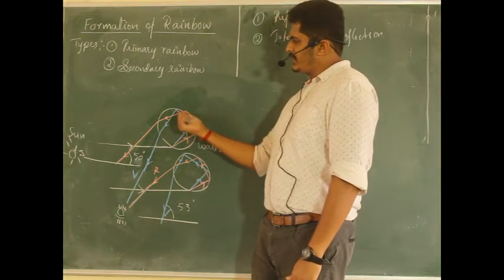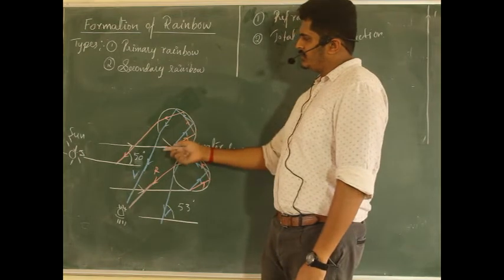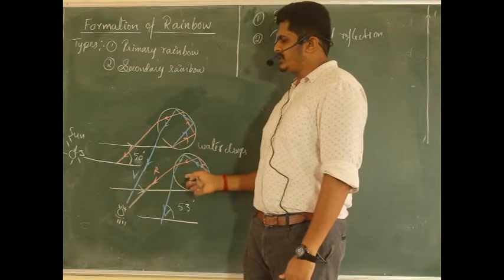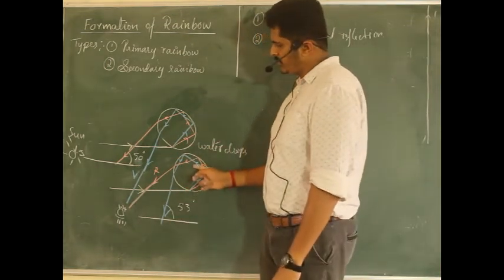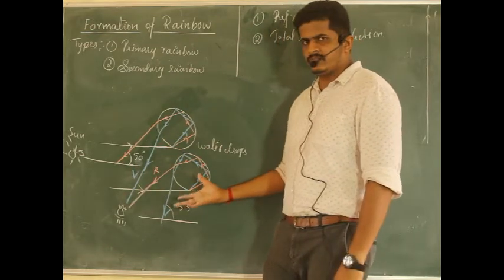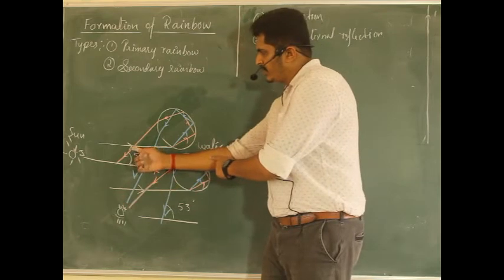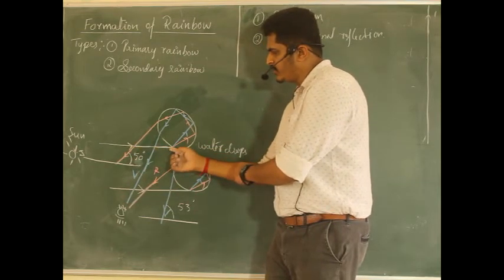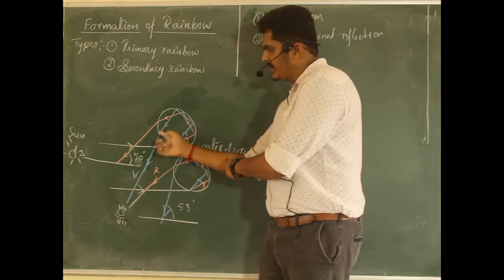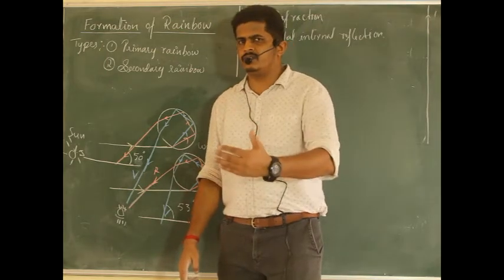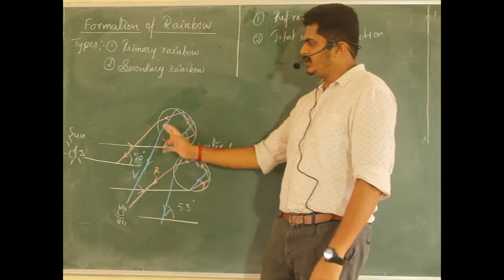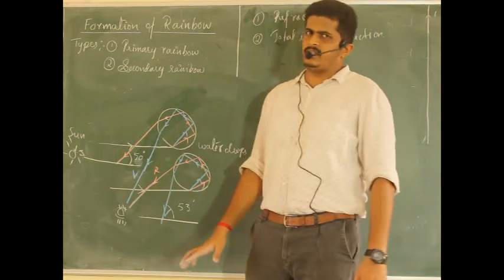But here you can see that earlier it was just a total internal reflection, and again it gets back. But here double total internal reflection is happening. So what are the processes undergoing in the case of a secondary rainbow? First, the ray of light strikes the water droplet: refraction, double total internal reflection, and again refraction.